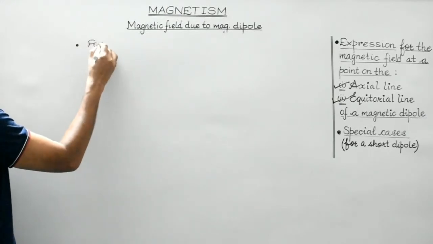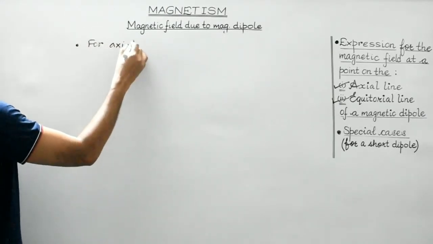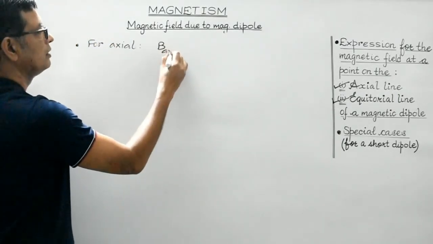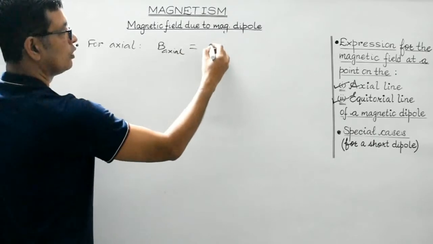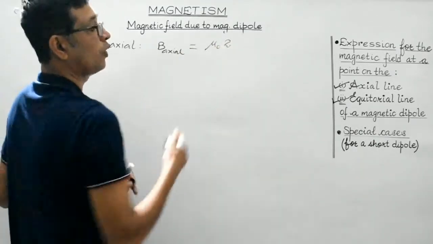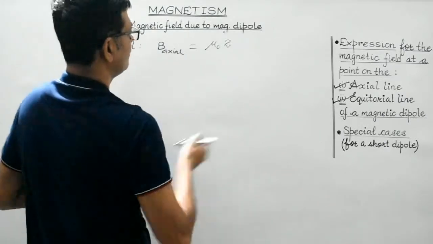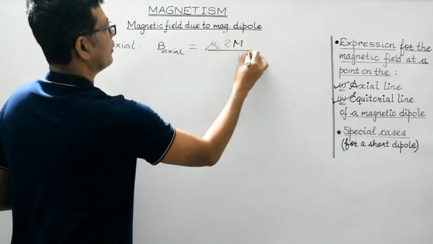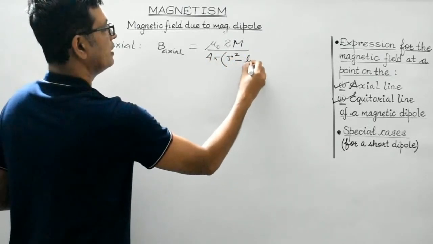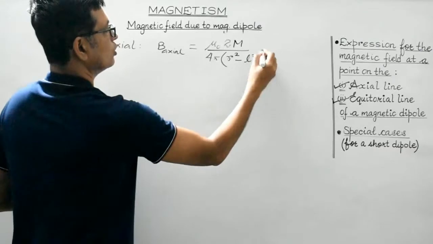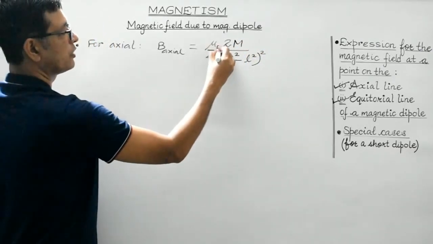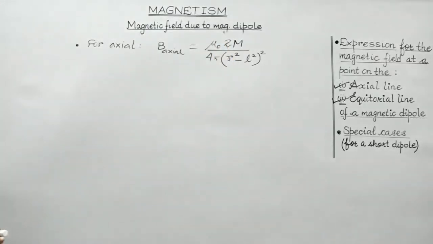For axial, what was the formula, students? B axial is equal to mu naught, twice M, divided by 4 pi (r square minus L square) whole square. So this was the expression for B axial, isn't it?